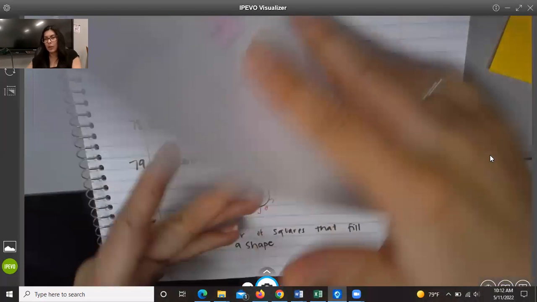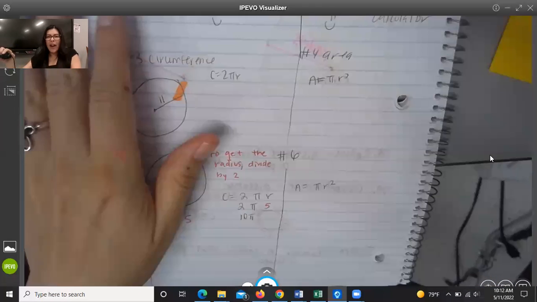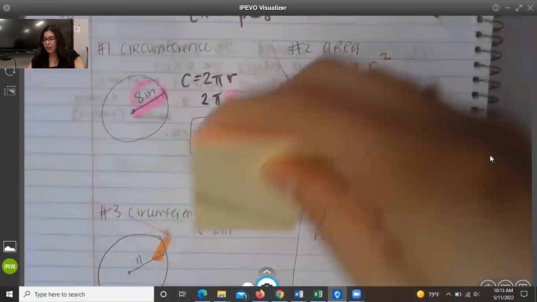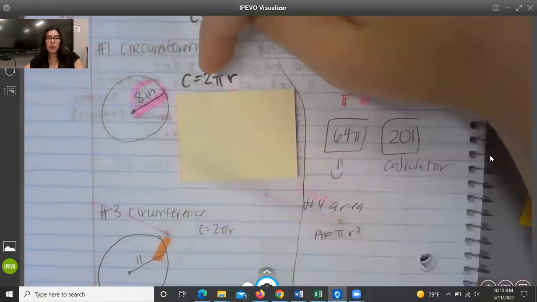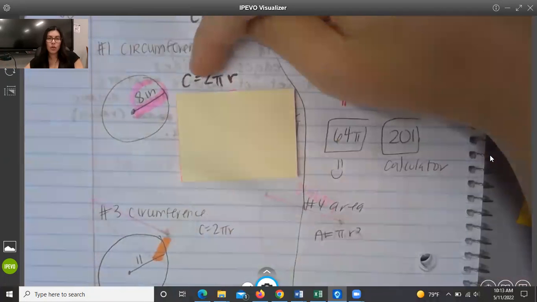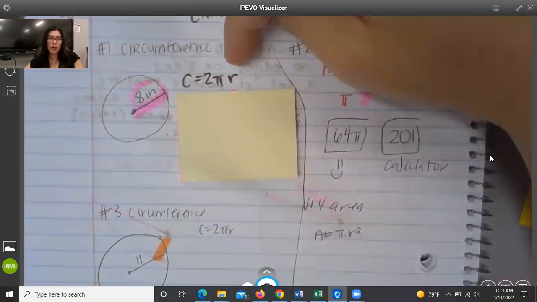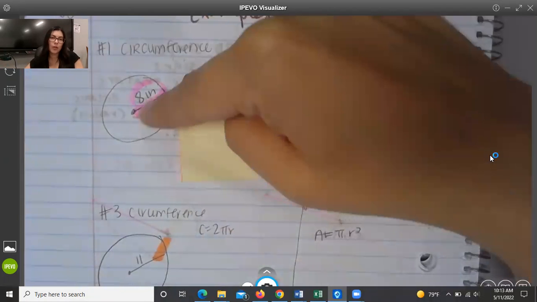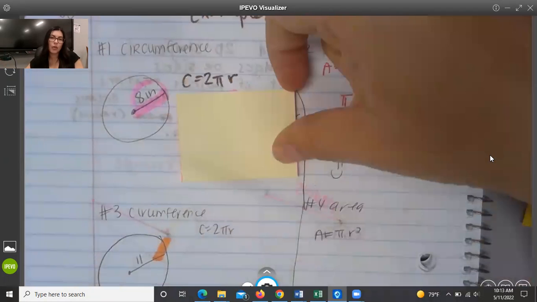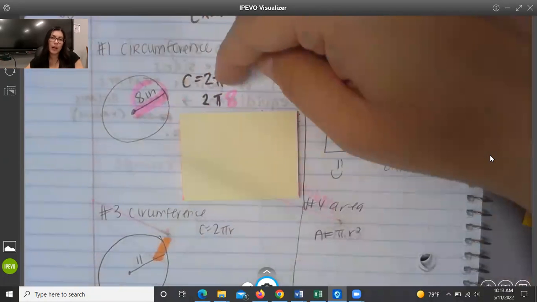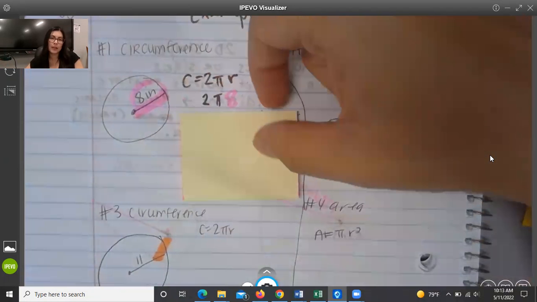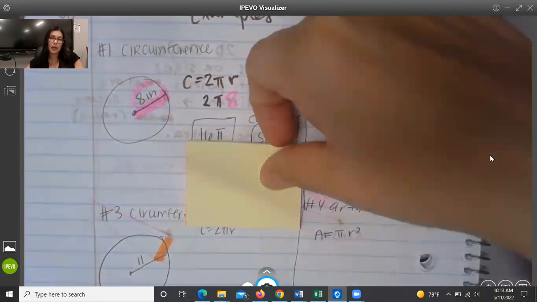All right, and so we've got some examples here. So here's the formula for circumference. Circumference is 2 times pi times r. R is for the radius. Here we've got it labeled from the center to another point on the circle. And so it's 2, pi is pi, and the radius here is 8. So in place of the r, I write 8. And I'm going to put that in my calculator.